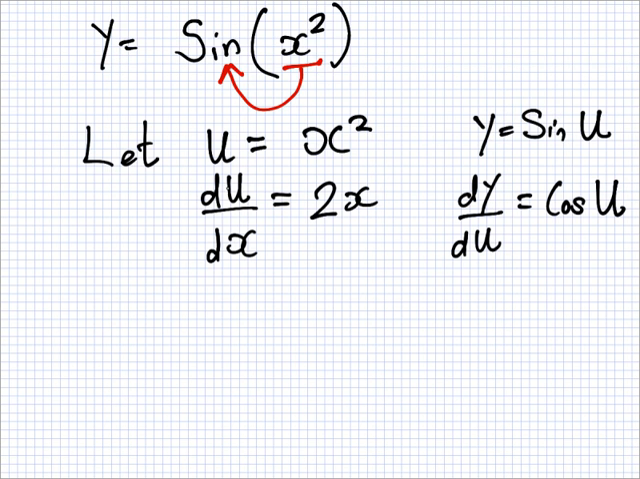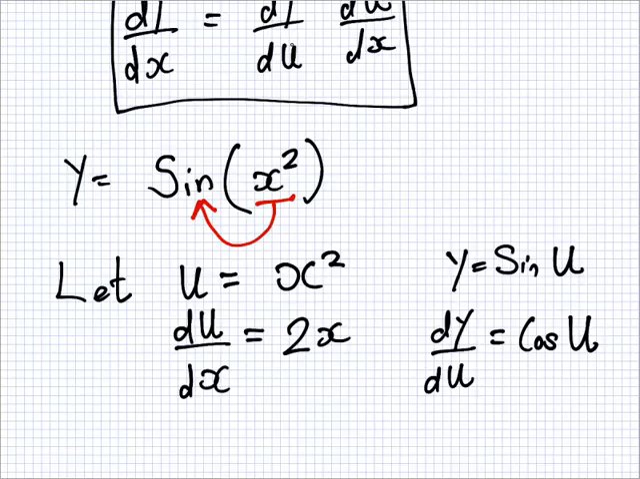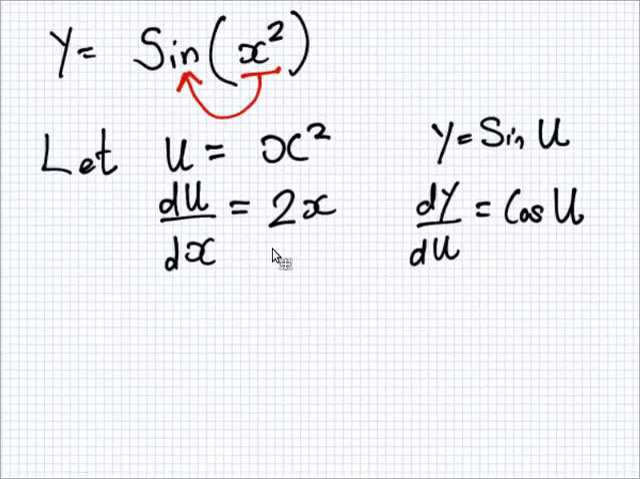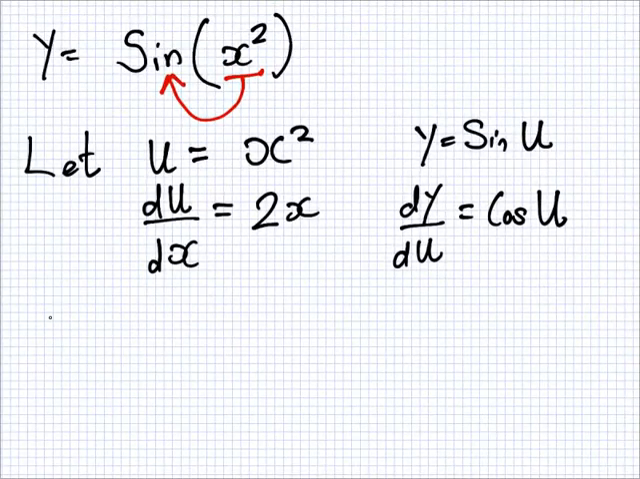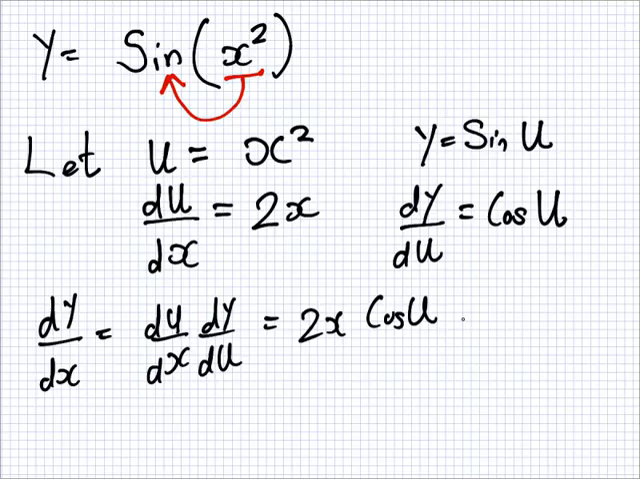If we go back to the formula we had at the start, we can get our answer: dy/dx equals dy/du multiplied by du/dx. So dy/dx equals du/dx multiplied by dy/du, which equals 2x multiplied by cos u. We should replace the u at the end though, so we get 2x cos x squared.